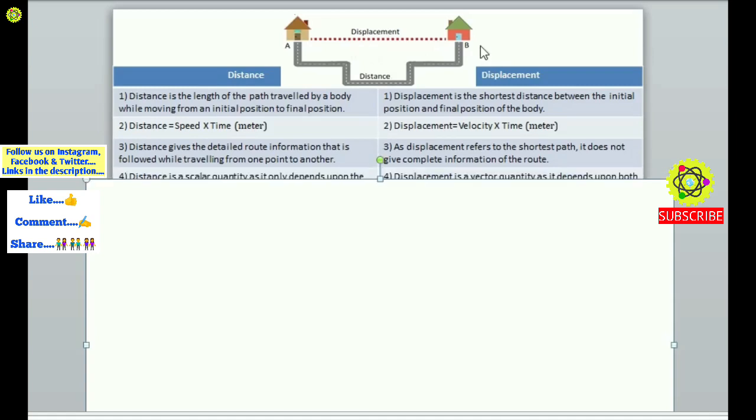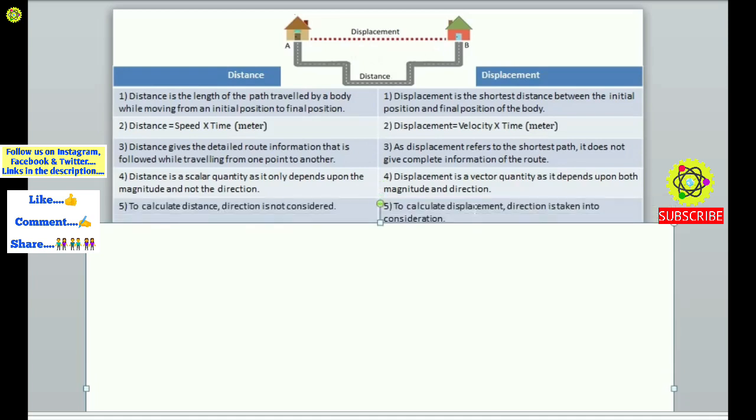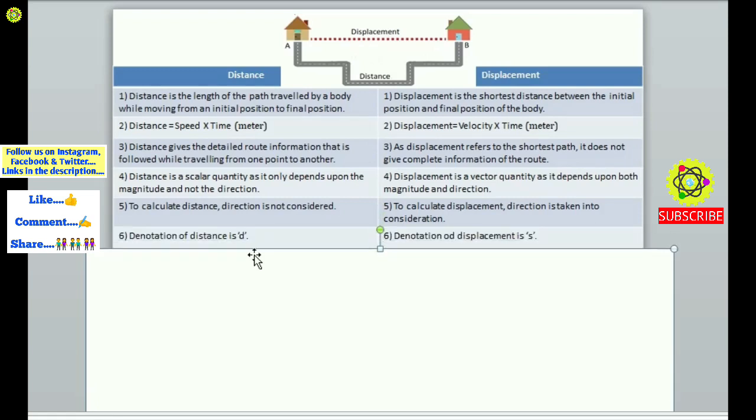Further, distance is a scalar quantity as it only depends upon the magnitude and not the direction. Displacement is a vector quantity as it depends upon both magnitude and direction. Further, to calculate distance, direction is not considered, but to calculate displacement, direction is taken into consideration. Further, the sixth point: the denotation of distance is small d, and the denotation of displacement is small s.